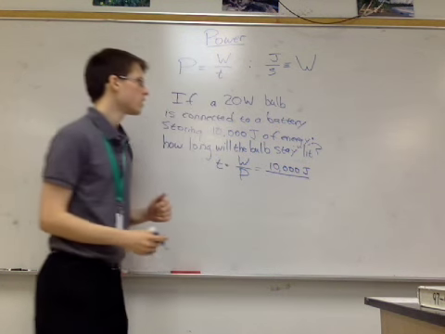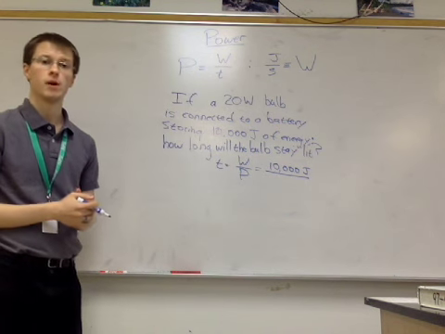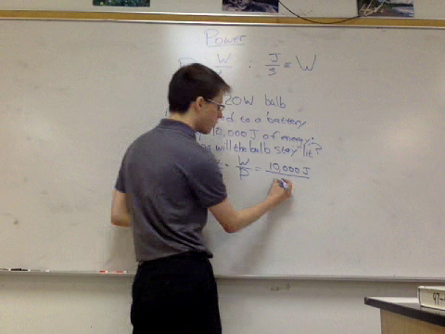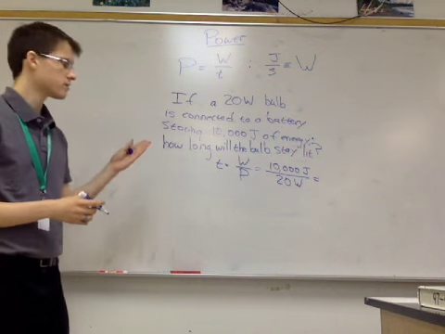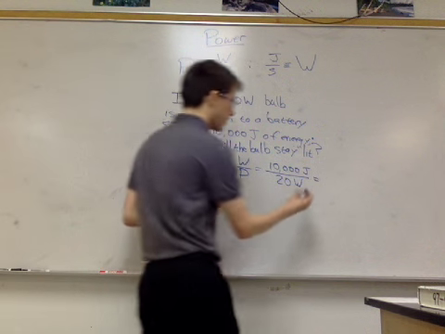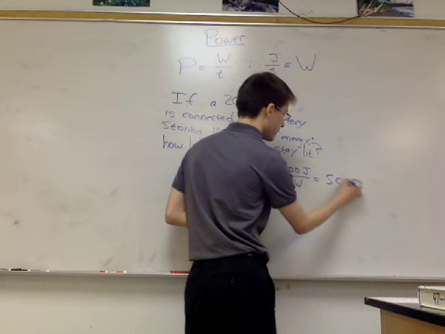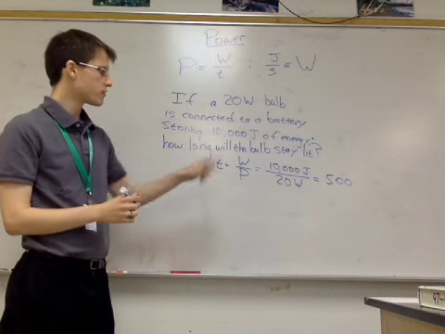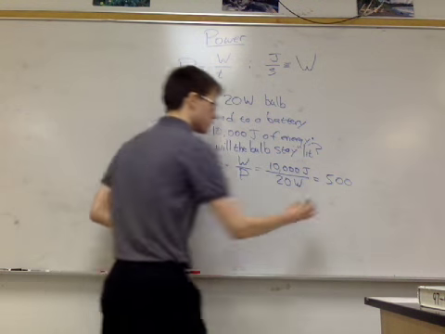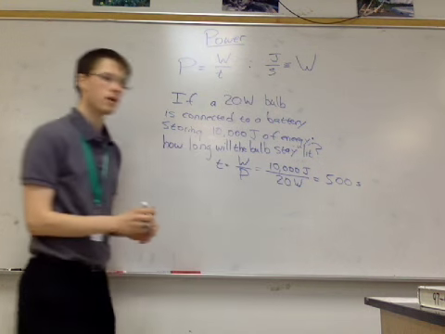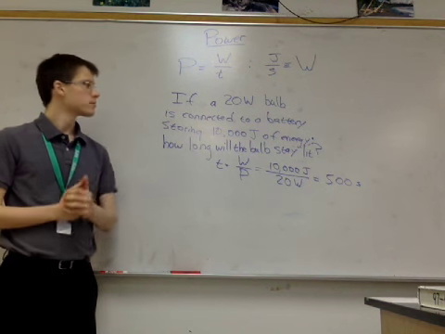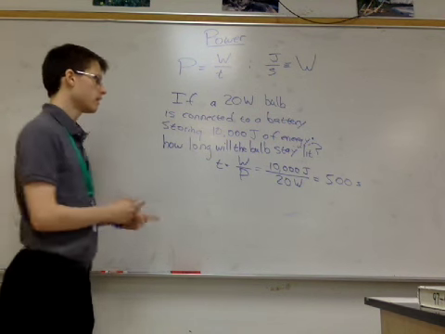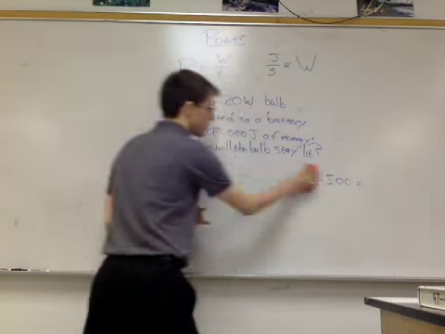The power, we're told the bulb is a 20-watt bulb. So the power is equal to 20 watts. So now we can divide 10,000 by 20 and get 500. And a joule over a watt, well, a watt is a joule per second, so the joules cancel, we get seconds. So we get 500 seconds is how long that bulb would stay lit. Good. Pretty straightforward application of how you might use power.